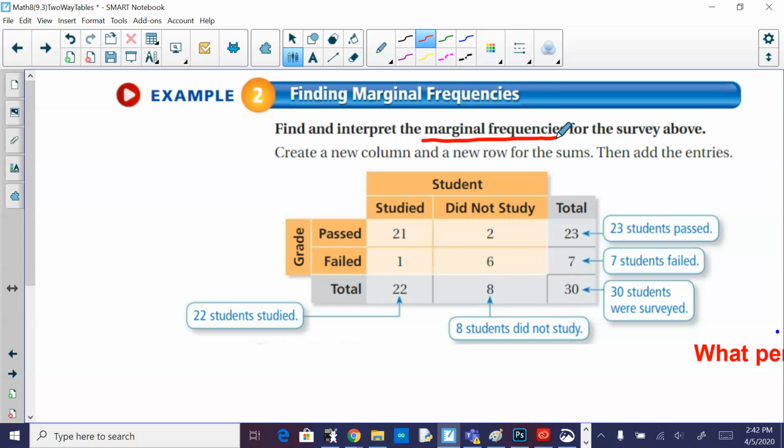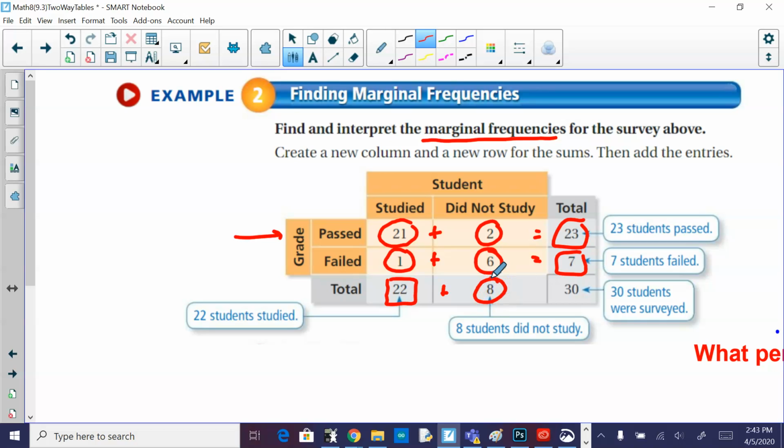of the two-way table. So for example, if we look at the number of students who passed, we have 21 students who passed and studied, and 2 students who passed but did not study. That's a total of 23 students who passed. We have 1 student who failed and studied, plus 6 students who failed and did not study, so we have 7 students who failed. These are marginal frequencies. And over here, we would have 21 plus 1 is 22 students who studied, and we have 8 students who did not study.